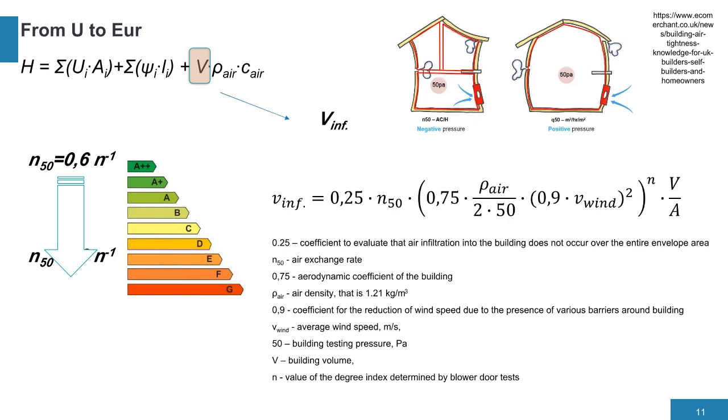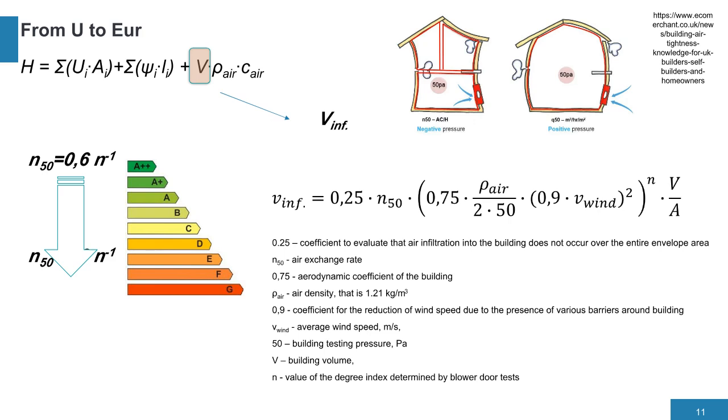0.75 is the aerodynamic coefficient of the building. ρ is the air density, that is 1.21 kilograms per cubic meter. 0.9 is a coefficient for the reduction of wind speed due to the presence of various barriers around buildings. Wind is an average wind speed in meters per second.